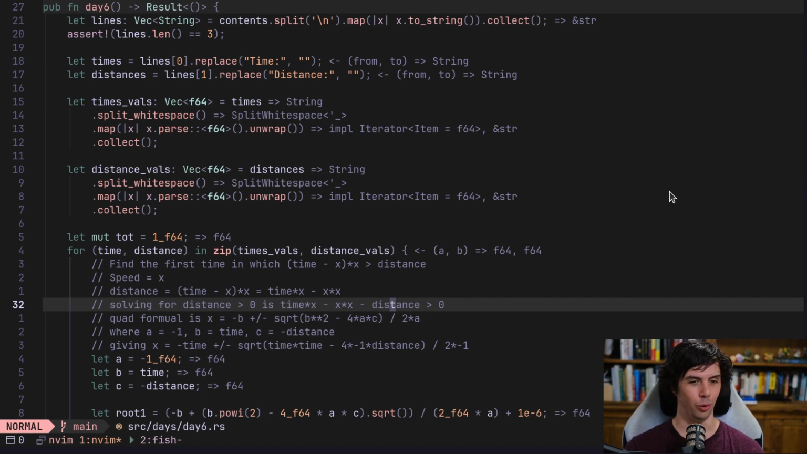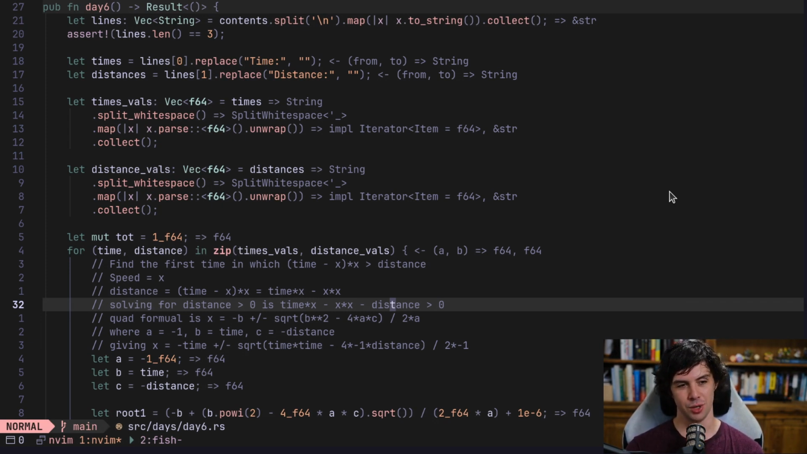Now, if you recall from way back when in high school math, this is a quadratic. This is a second order polynomial where we have x squared, some value multiplied against x, and then a constant, in this case, the distance. And because we're looking for the points where it crosses the x-axis or y equals 0, we can find exact solutions to these using the good old handy quadratic formula.